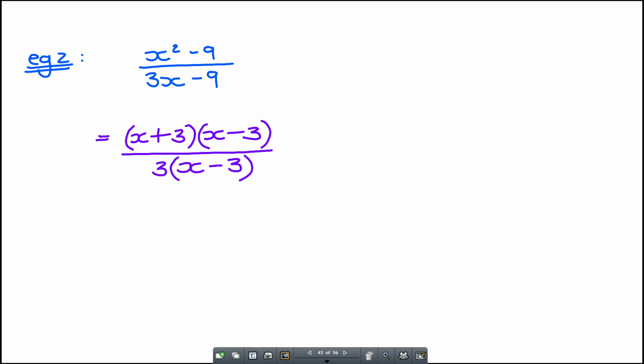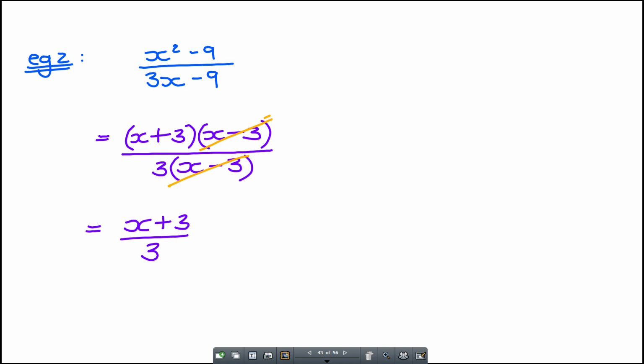Okay, right. So now, people, how many terms do I have at the top? 1. And at the bottom? 1. So now, I am allowed to cancel out. Remember, can I cancel out this 3 with that 3? No, because I must take everything from the bracket or not touch it at all. So what can cancel out? That bracket and this bracket. So what is then left at the top? X plus 3, and at the bottom, 3.